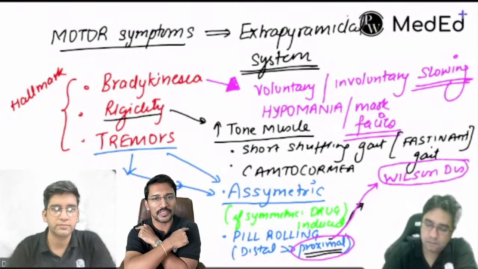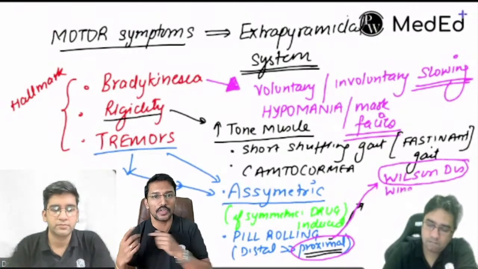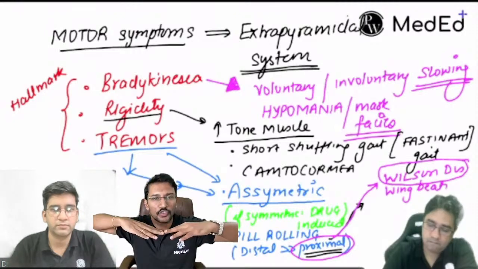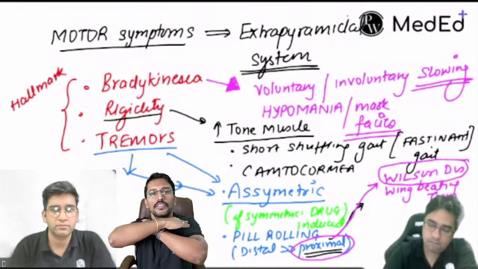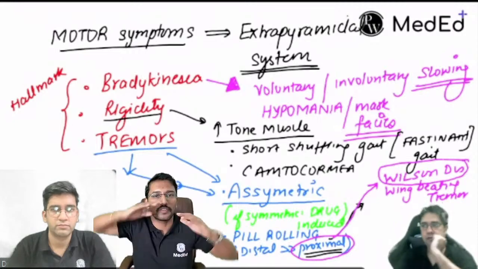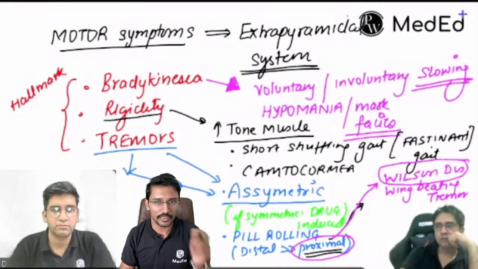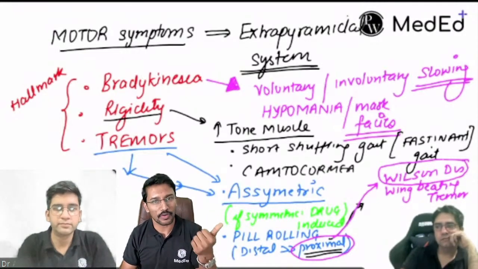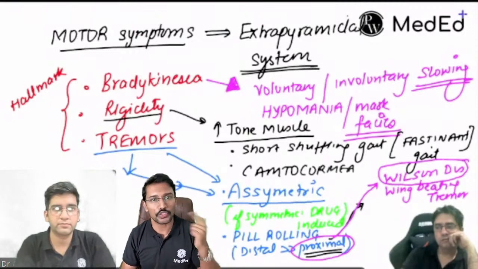the proximal group of muscles. And that is a postural tremor. So when you ask the patient to hold this posture, the muscles around the shoulder joints start moving. So they have this wing beating tremor. That is a classical example of proximal tremor. That is also an example of a postural tremor.